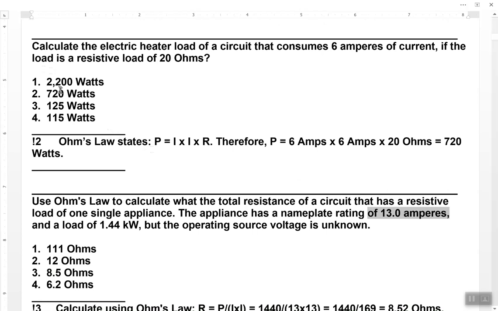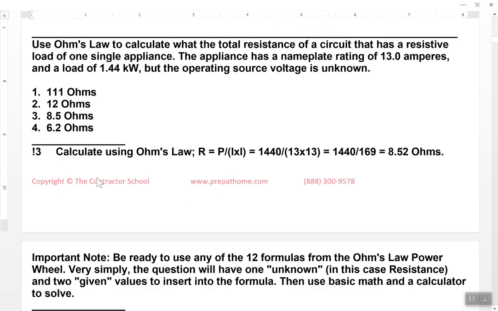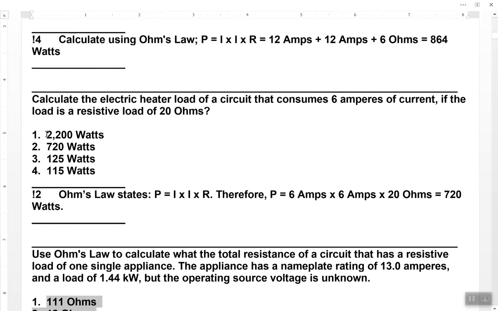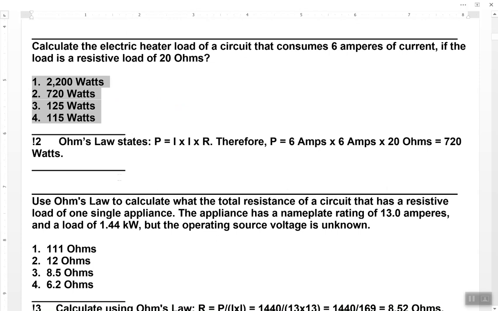We're looking for power this time. Not the last one here, we were looking for ohms, right? We're looking for the resistance of the load. This time we're looking for power. It's just real simple stuff, little circuit analysis here. Pretty easy to do these things.